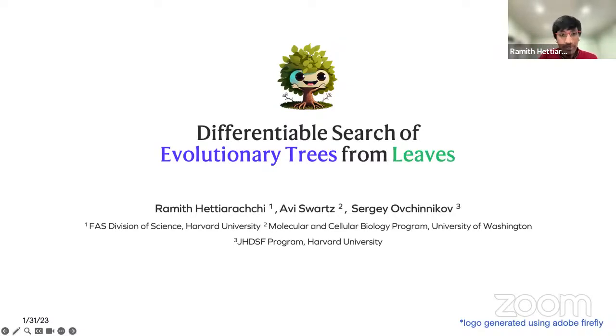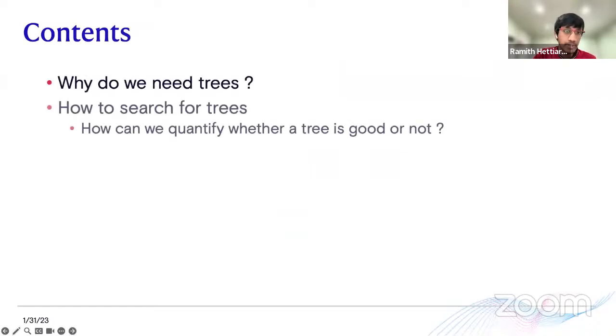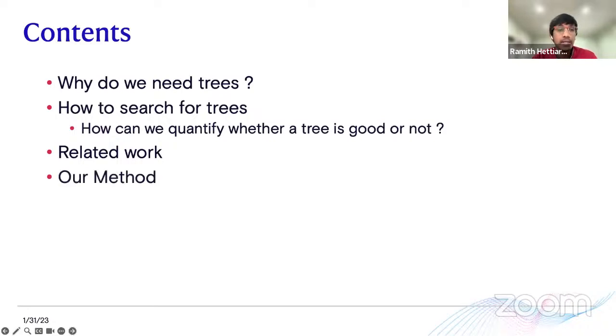descent? So in this talk, let's talk about why we need trees in the first place, and then let's talk about how we can search for trees. What are the current methods that approach this problem? Then our methods and what the results are.